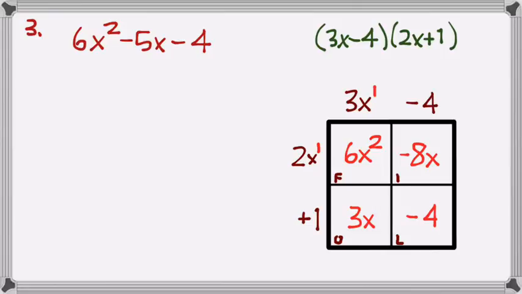Now, it's just a matter of adding up all of those terms. So 6x squared plus 3x minus 8x minus 4. How do I finish simplifying that expression? 3x and the minus 8x are like terms. So I can combine them together by doing what?